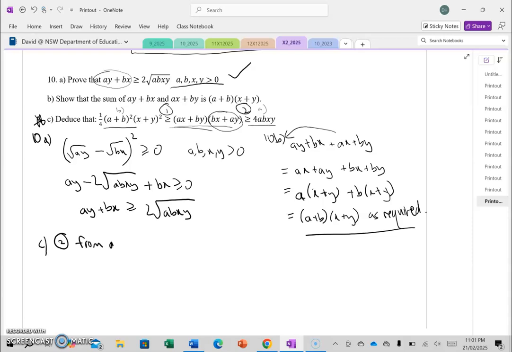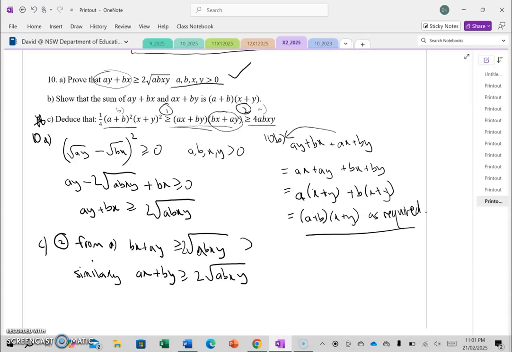So from ay plus bx greater than or equal to 2 square root abxy. Similarly, if I want to get this, all I'm doing is switching the x and the y. Similarly, I can write ax plus by is greater than or equal to 2 square root abxy. It'll still be the same because all I've done is I've switched x and y. Now I'm going to just rewrite this so it matches the bracket order there.